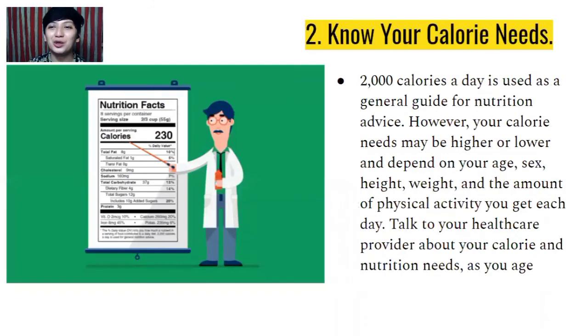Number two, know your calorie needs, because we have different body types and we have different calorie needs in our body. Okay, 2,000 calories a day is used as a general guide for nutrition advice. However, your calorie needs may be higher or lower depending on your age, sex, height, weight, and the amount of physical activity you get each day. Talk to your healthcare provider about your calorie and nutrition needs as you age. So meaning to say, the more active you are, the more calories you need to take in.